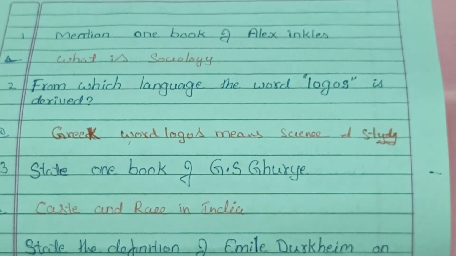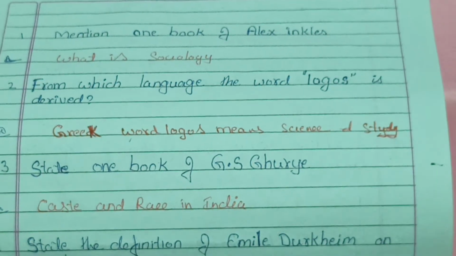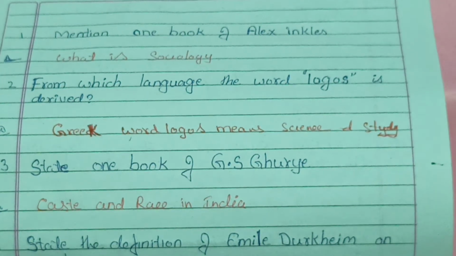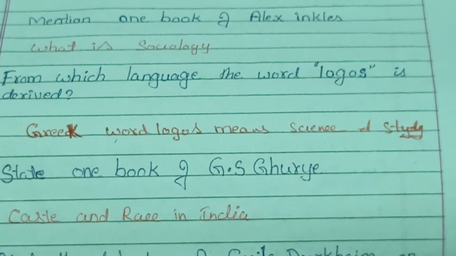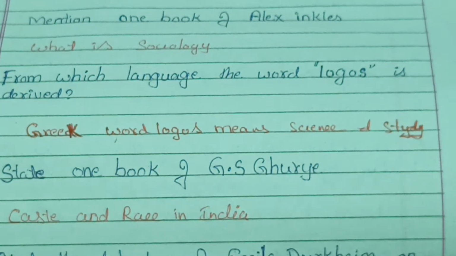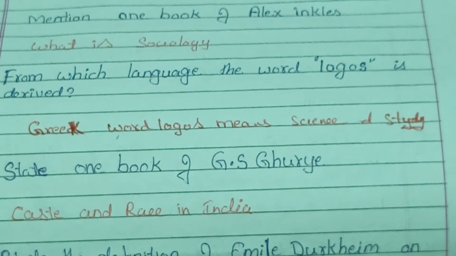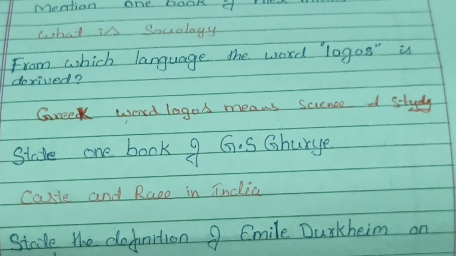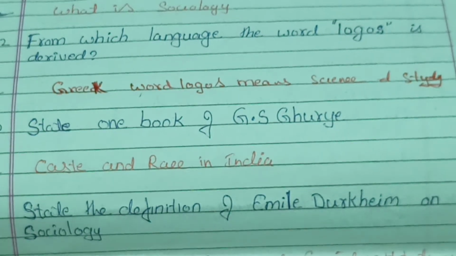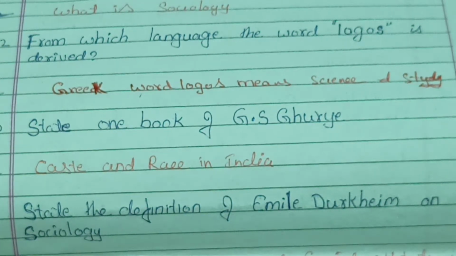Let's start our class. The first question is mention one book of Alex Inkeles. What is sociology? The book name of Alex Inkeles. The next question is from which language the word logos is derived? The answer is Greek language, which means science or society. And state one book of G.S. Ghurye, Caste and Race in India.